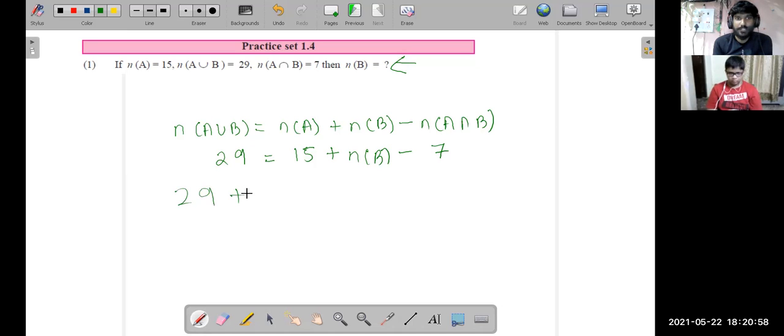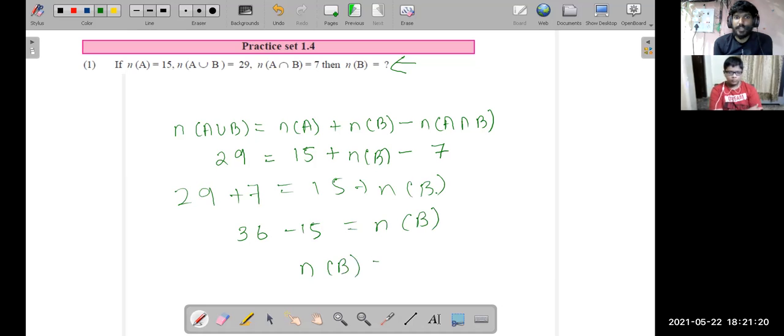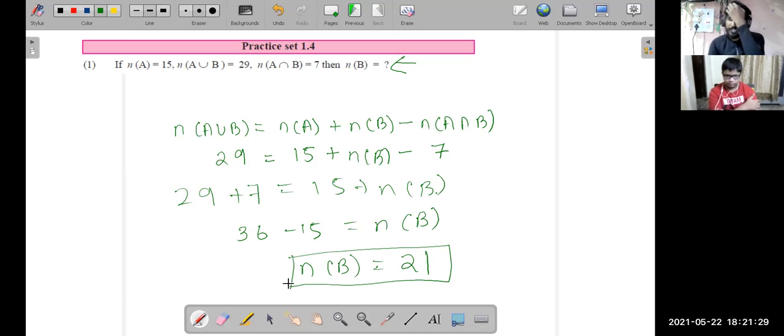You did 29 plus 7. You took minus 7 on the other side. So 15 plus n of B. And this gave you 36, correct? And then you subtracted 15. You took plus 15 on the other side, which became minus 15. And 36 minus 15 gave you 21. Is this what you did? Correct. Yes, sir. Then n of B is equal to 21.